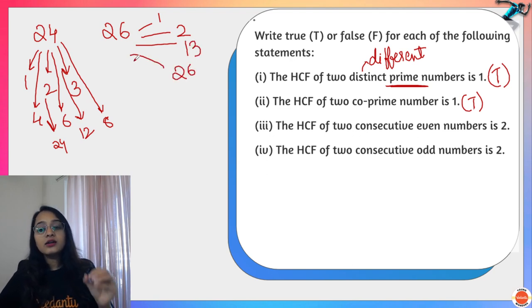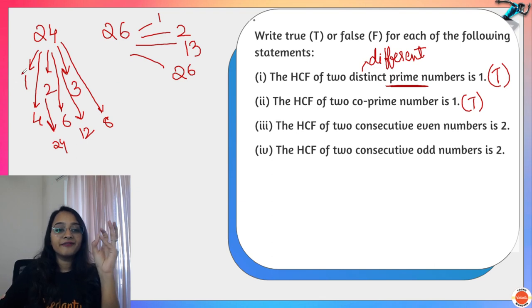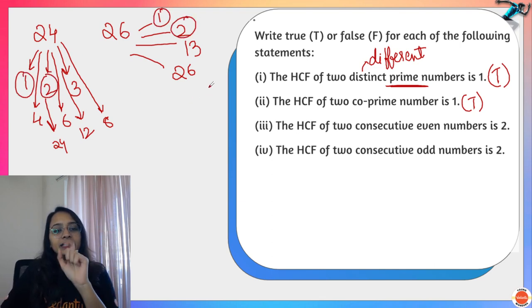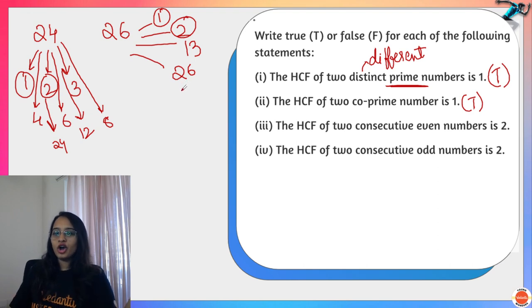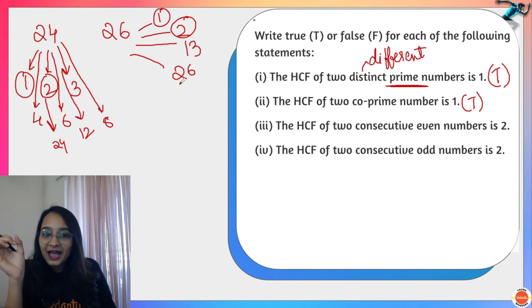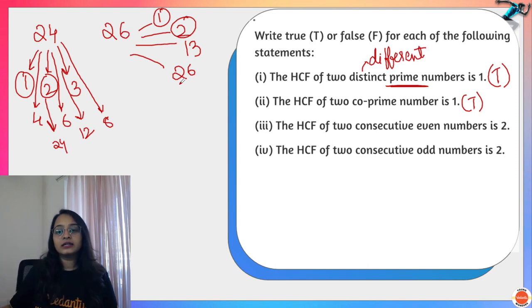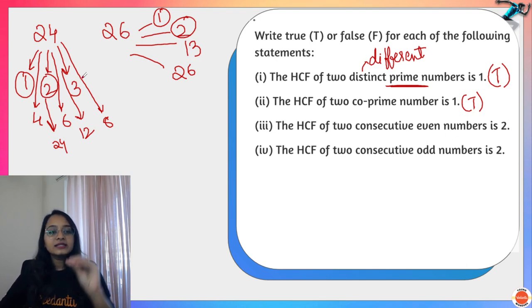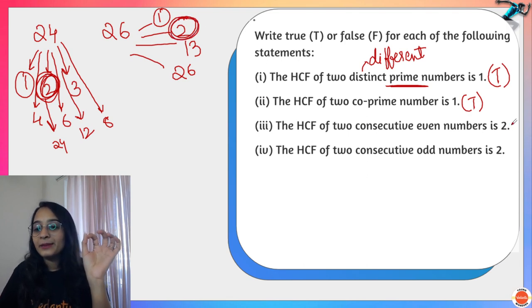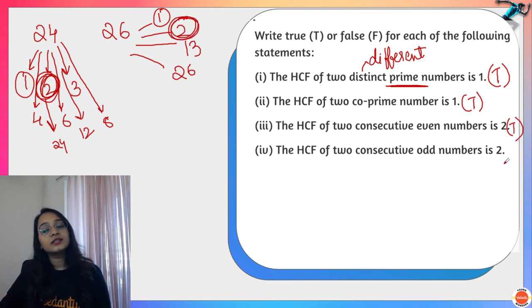Now, what are the common factors? We have 1, 2. Now, in this case, there is no other common factor, right? So, the highest common factor in this case is 2. So in 2 consecutive even numbers, the highest common factor will always be 2. So, the statement here is true.